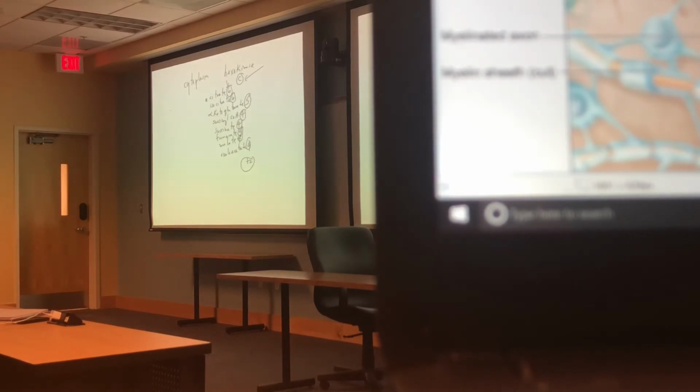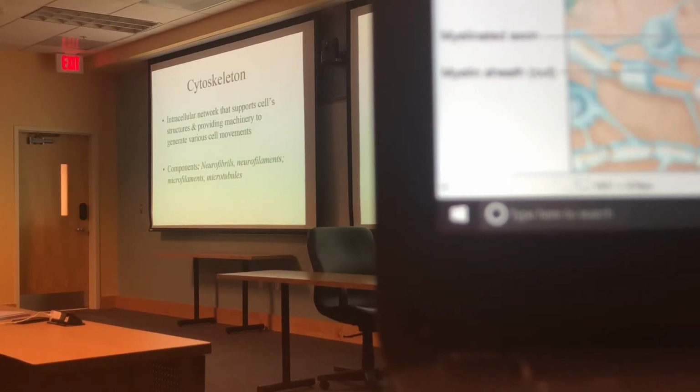All right, guys, moving forward. Let's get out of this. Okay, then you have your cytoskeleton, okay? Your cytoskeleton, guys, that's what supports the cell's structures, right? It provides the machinery for various cell movements. And guys, here are some of the components. You have your neurofibrils, neurofilaments, microfilaments, and microtubules, right?